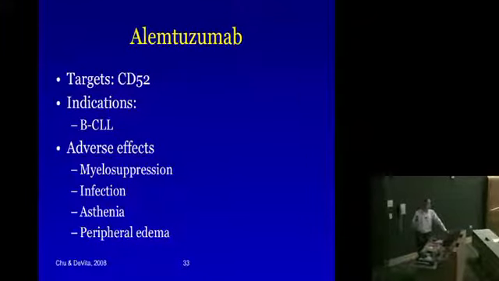Alemtuzumab targets CD52, so a little bit different than Rituximab, and therefore it only targets cells with CD52, and you would attack diseases that are driven by CD52, which is B-CLL. The adverse effects of this drug could include edema, asthenia, infections, and myelosuppression.